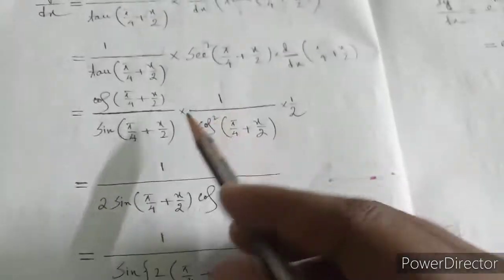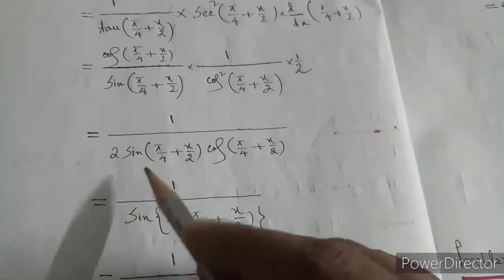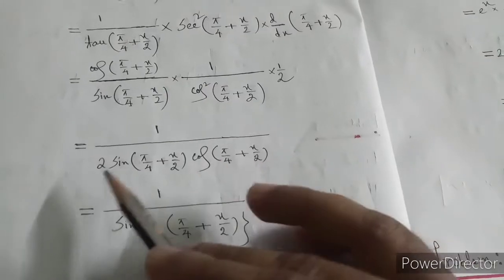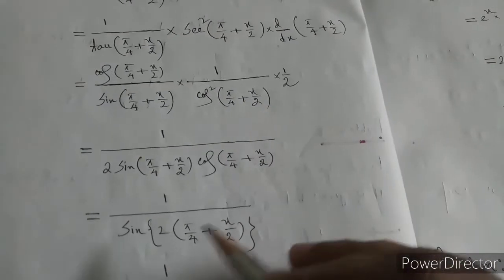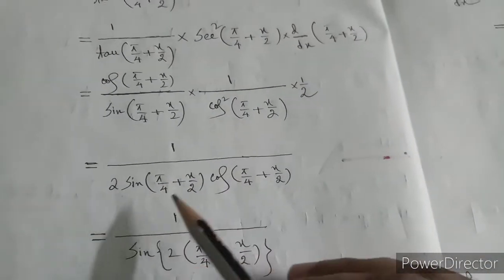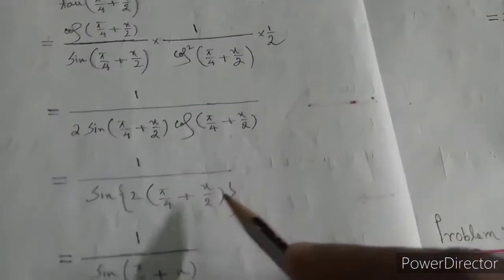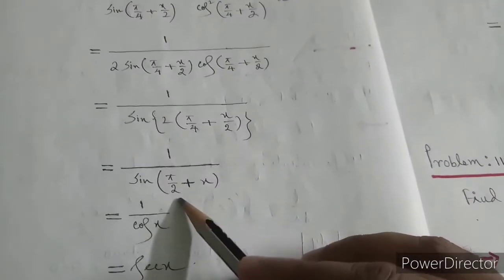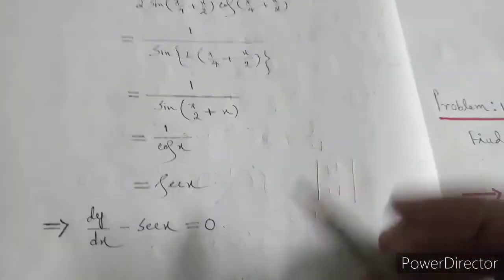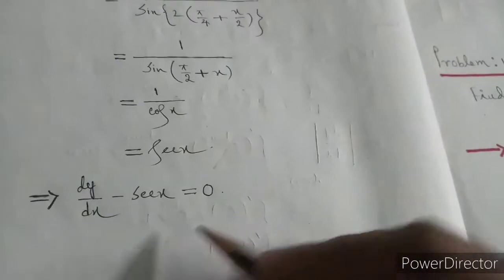So one cos(pi/4 + x/2) cancels out, and it should be 1 by 2 sin(pi/4 + x/2) cos(pi/4 + x/2). The formula is 2 sin theta cos theta equals sin 2 theta, so it should be sin 2 into (pi/4 + x/2). So it should be sin(pi/2 + x), and this means cos x. 1 by cos x means sec x. So dy/dx should be sec x, which means dy/dx minus sec x equals 0.